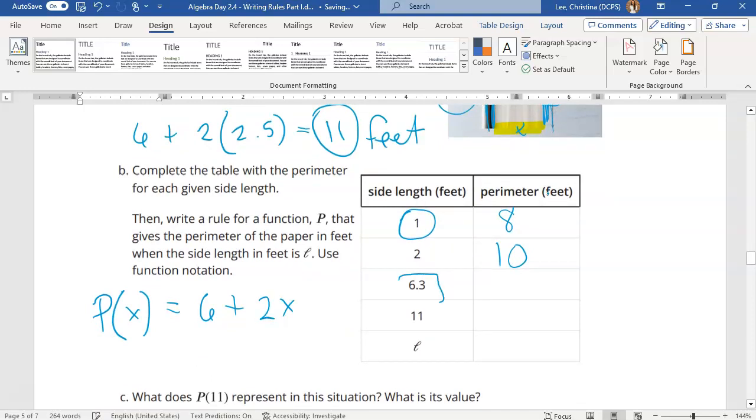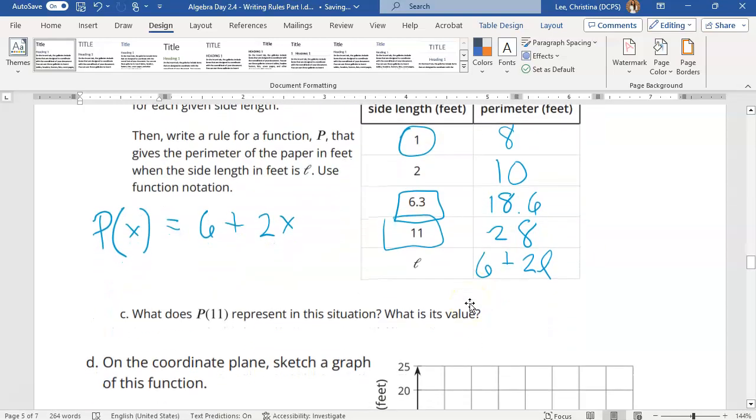All right, so we can do this one here. 6.3 times 2 will be 12.6 plus 6, 18.6. 11 times 2 is 22. 22 plus 6 is 28. And then L would be 6 plus 2L. So you can also write this as P of L equals 6 plus 2L. Again, I generally try to avoid using L's or I's because it's kind of confusing, but it does tell you here that the side length is L, so we should use it.